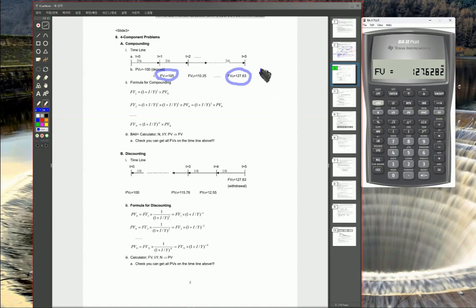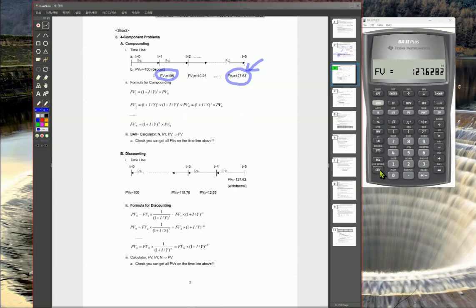127.6282. Due to rounding, okay, you have a little bit of difference between the number you see on the slide and the number shown on the calculator. But I don't think you have any problem calculating those future values from this timeline.